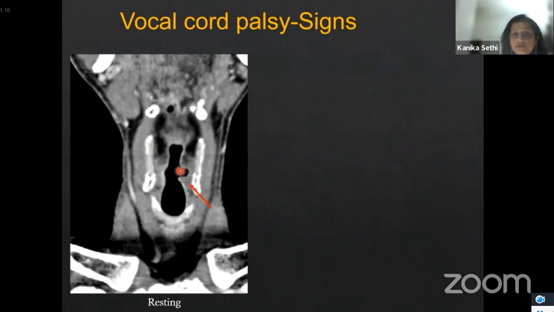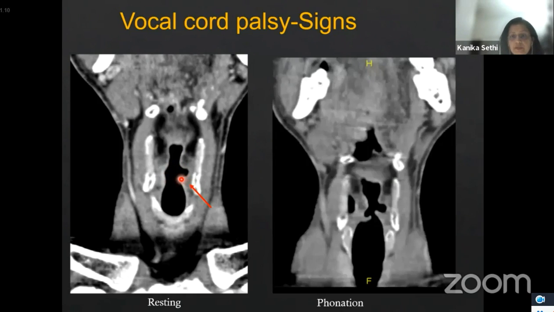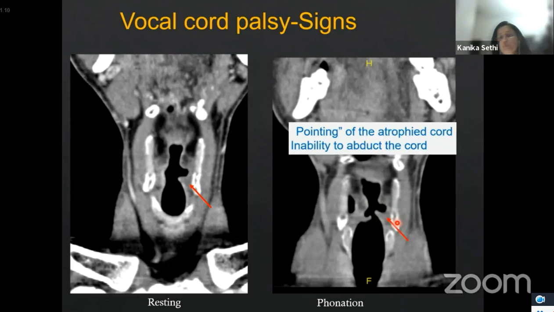On normal breathing, in a resting phase, the vocal cord normally should not point medially. So when we ask the patient to do the E maneuver or phonation, the normal vocal cord adducts, whereas the paralyzed vocal cord stays the same way. So there is a palsy on the left side. So pointing of an atrophied cord and inability to abduct is a sign of vocal cord palsy.